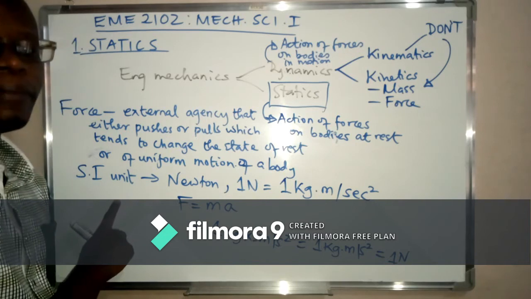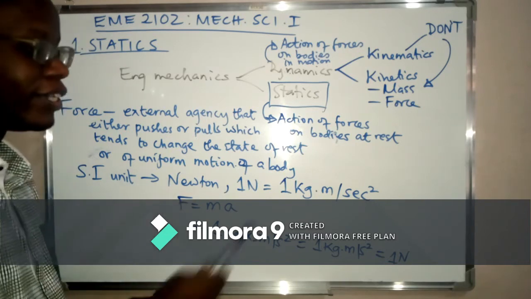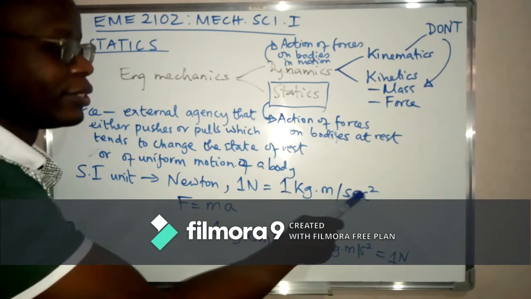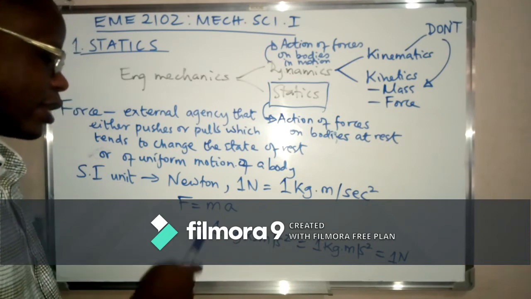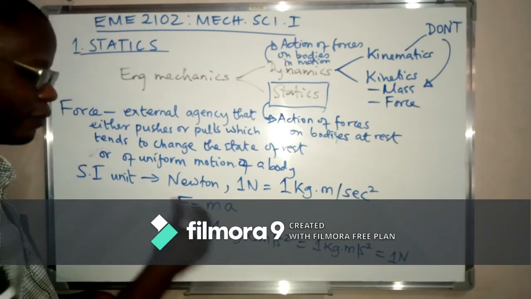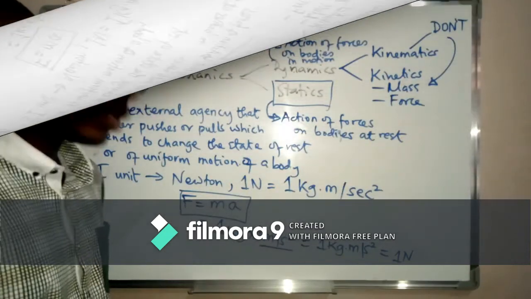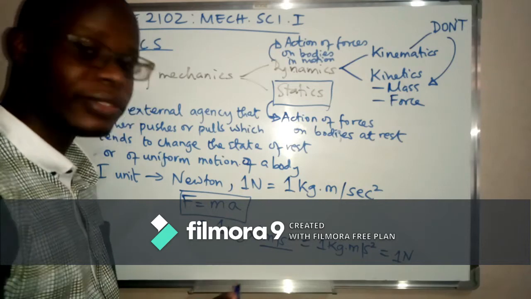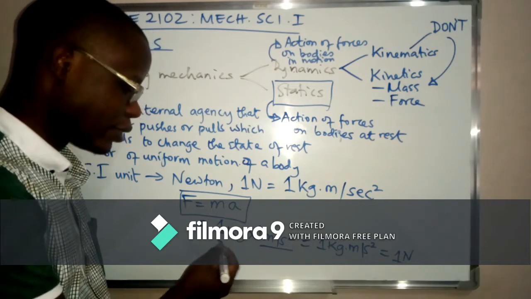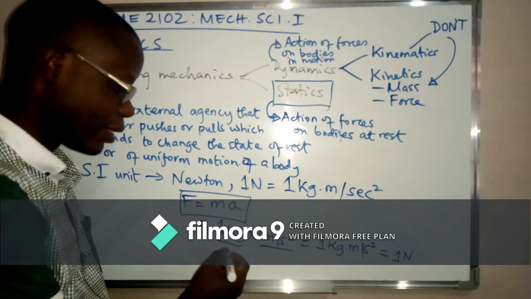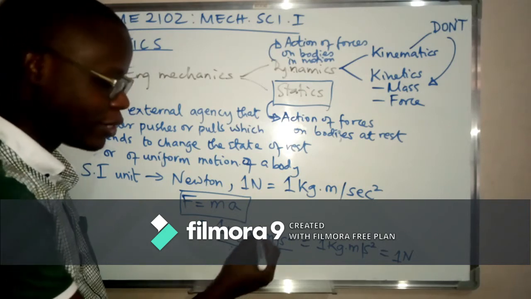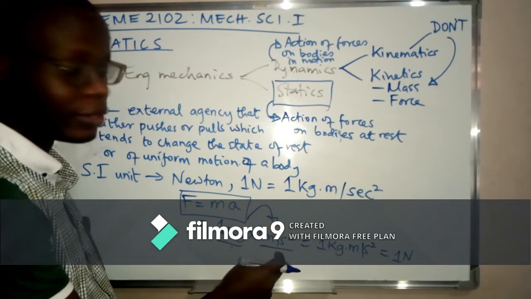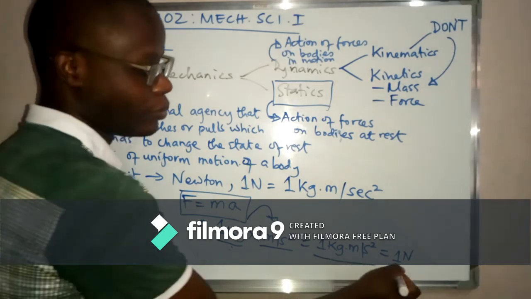Force is measured in newtons. Now, 1 newton is given by 1 kilogram meter per second squared. How does that come in? Remember this equation, force is equal to mass times acceleration. So let's define what 1 newton is. 1 newton is a force that will cause a body of 1 kilogram of mass to produce an acceleration of 1 meter per second squared. So that is why we relate it to that.